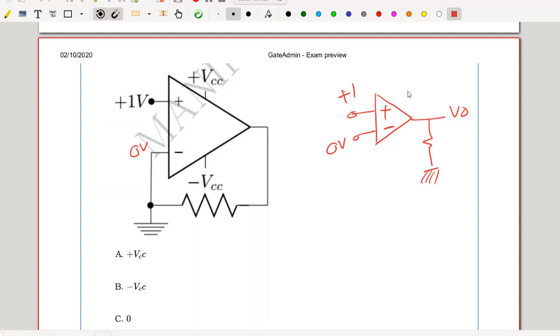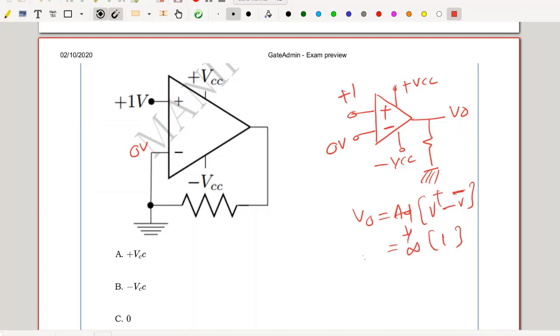Since it is in open loop configuration, I have V out equal to differential gain AD multiplied by the difference in the input, V plus minus V minus. V plus is 1 volt, V minus is 0, so this is positive 1, multiplied by AD, which will be infinity ideally. So V out demands a positive infinity, but that is restricted by the positive supply voltage, hence the output will be at positive VCC. V plus is not equal to V minus in this circuit.